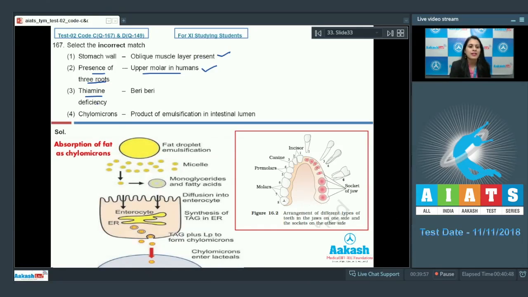The third option is thiamine deficiency causes beriberi, and this is also a correct option because thiamine, which is vitamin B1, its deficiency causes beriberi. The last option given is chylomicrons, and it is a product of emulsification in intestinal lumen, and this is an incorrect option and is a correct answer to our question. As you can see here in this figure, in intestinal lumen, emulsification of fat droplets leads to the formation of micelles, and these micelles when entering enterocytes will be reformed into chylomicrons, and these chylomicrons from enterocytes enter lacteals in small intestine. So this is an incorrect option and is a correct answer to our question. So the correct answer is option number 4. Let's proceed to the next question.